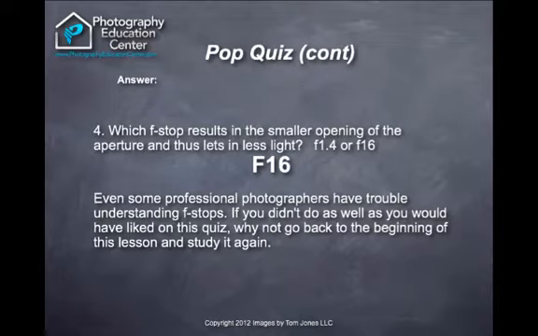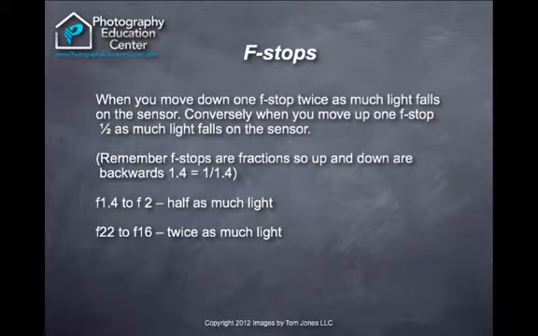Pop quiz answer. 4. Which f-stop results in the smaller opening of the aperture and thus lets in less light, f14 or f16? f16. F-stops. When you move down one f-stop, twice as much light falls on the sensor. Conversely, when you move up one f-stop, half as much light falls on the sensor. Remember, f-stops are fractions, so up and down are backwards. f14 to f2, half as much light. f22 to f16, twice as much light.